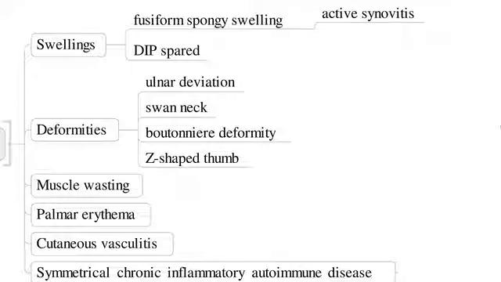There was also generalized muscle wasting and palmar erythema, as well as nail fold infarcts, consistent with cutaneous vasculitis. All of these signs are consistent with a symmetrical, chronic, deforming, inflammatory autoimmune disease.